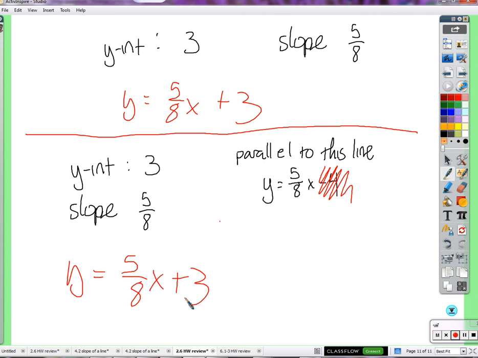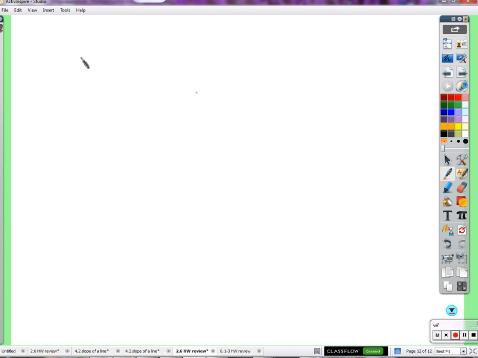So the slopes of perpendicular lines multiply to -1. So let's say that I told you that there's a line that goes through the point (3, 5) and it's perpendicular to this line, y equals -3/4 x plus 1.